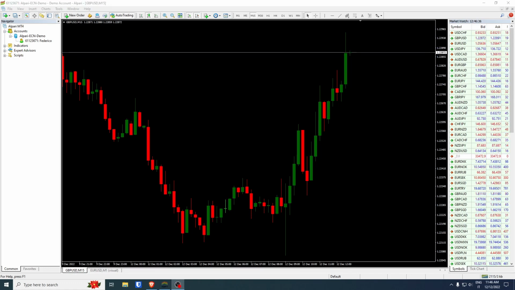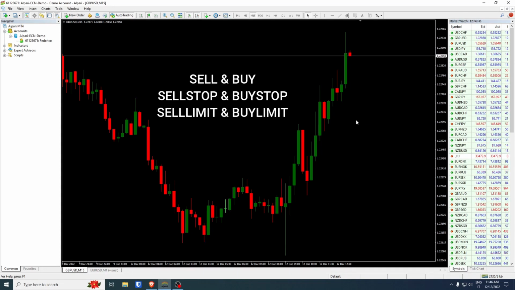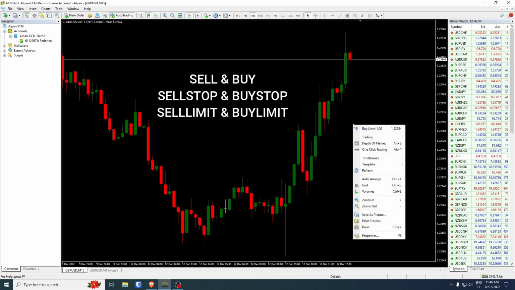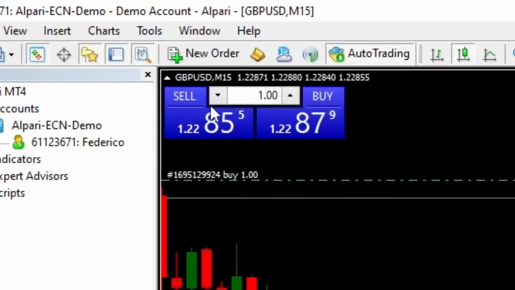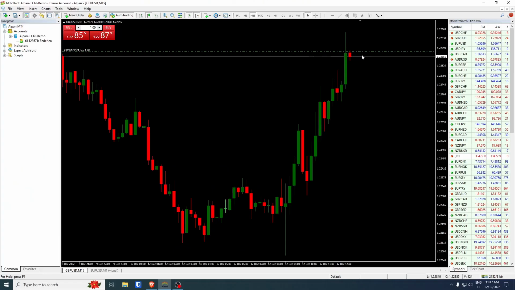Now let's talk really quick about types of orders. First you have sell and buy orders, sell stop, buy stop, sell limit, buy limit. The difference: let's make an example. If you buy right here, these are the lots number. If you buy and the price goes up and you close the position, you will make money. If the market goes down and you have a buy order and you close it right here, you will lose money. The opposite is for the sell order.